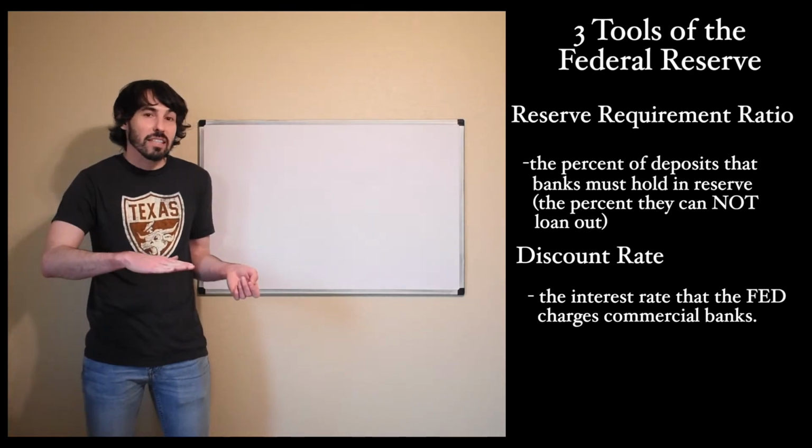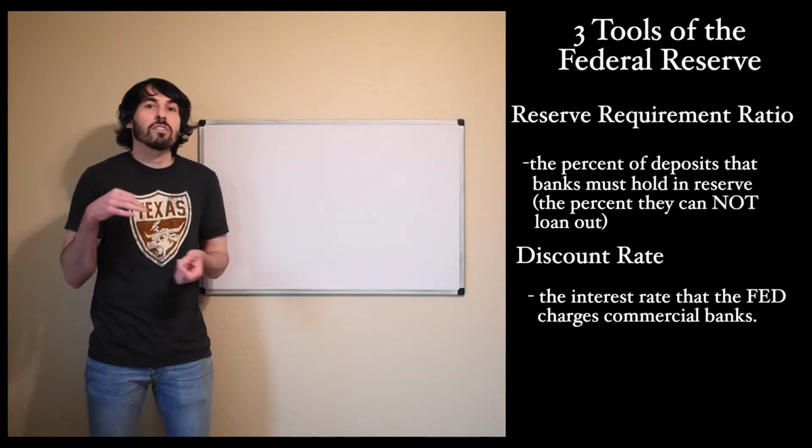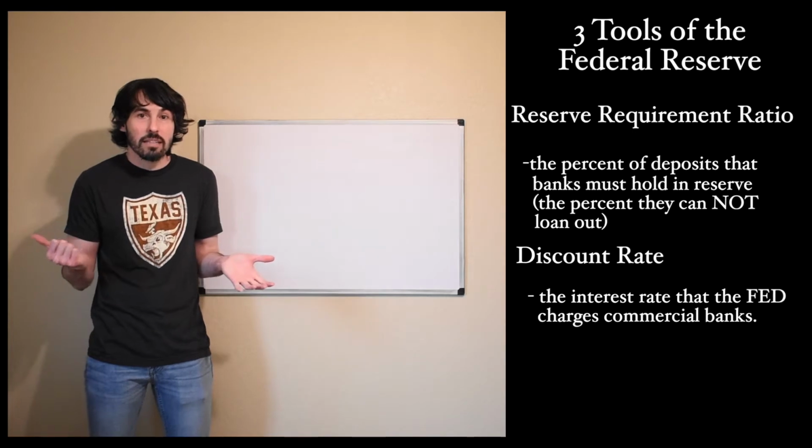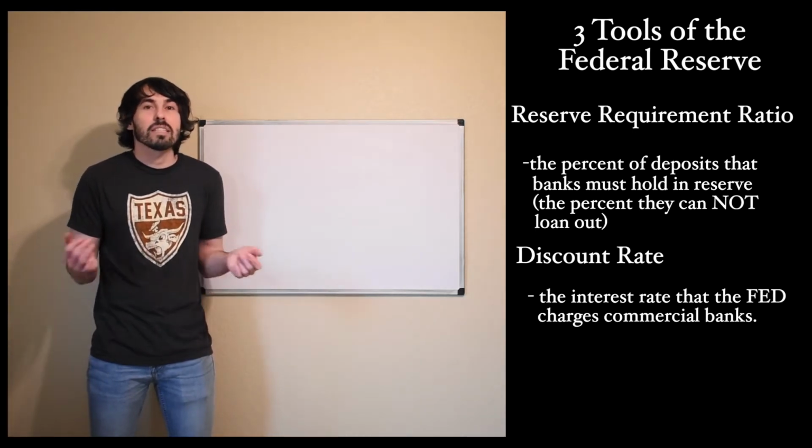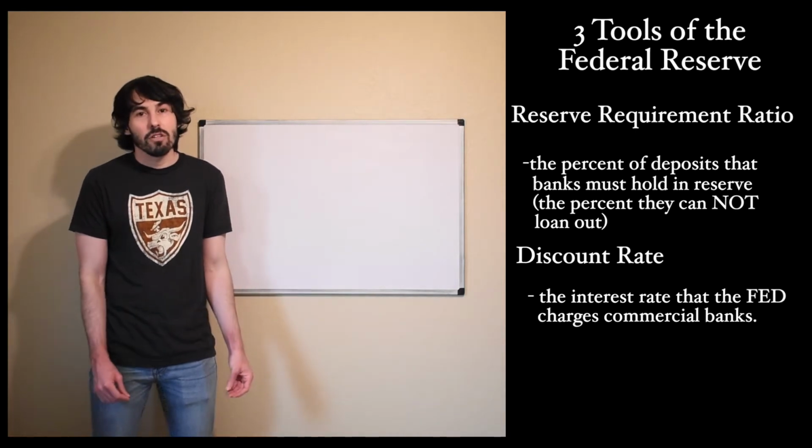They'd charge banks less to borrow from them, and then those banks can turn around and charge us less to borrow from the bank. If they want to decrease the money supply, they would just raise the discount rate because then it'd be harder for commercial banks to make out loans.